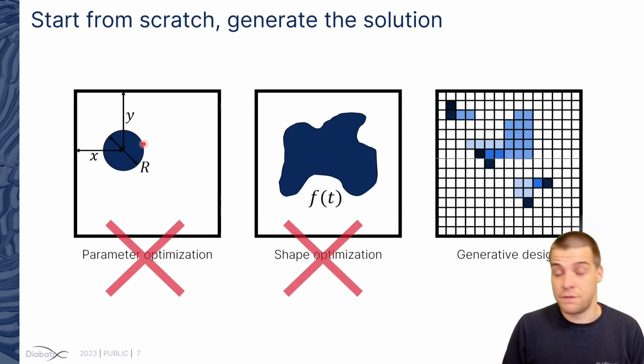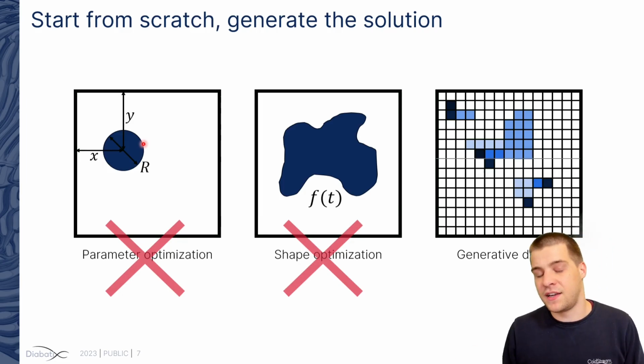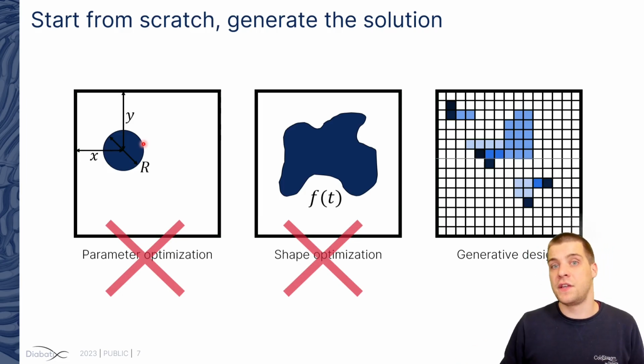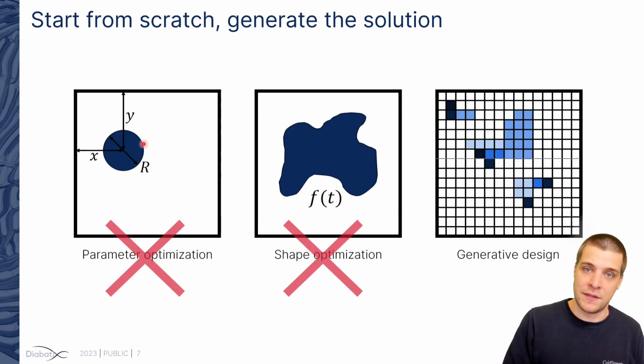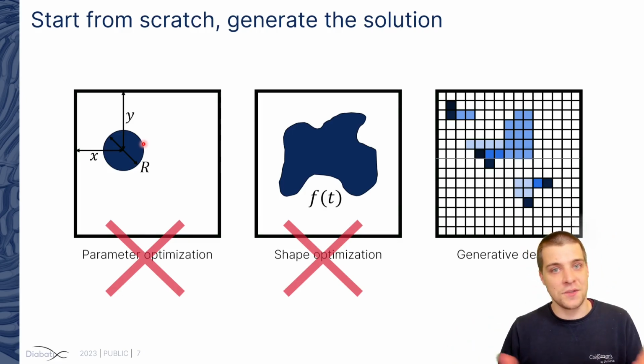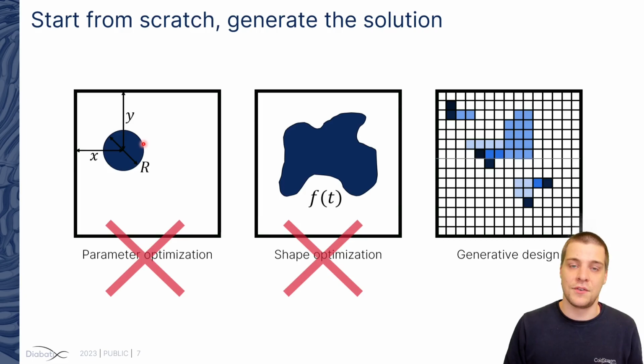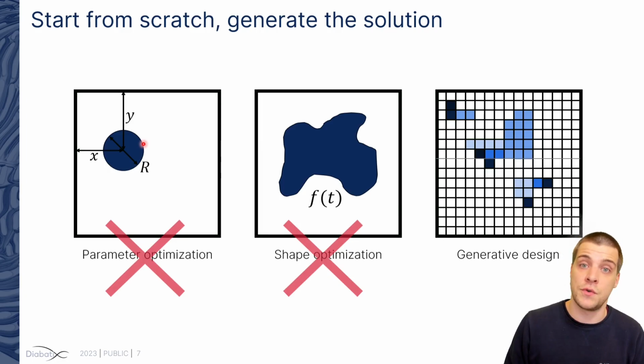Parametric optimization is a very fast mode, but of course, your final design is limited to the design philosophy that you select a priori. If you select pins, you will get pins. You won't get something very organic looking, for example. You're stuck with the design philosophy that you chose a priori.